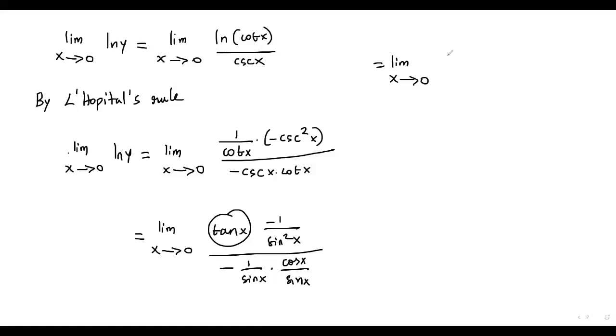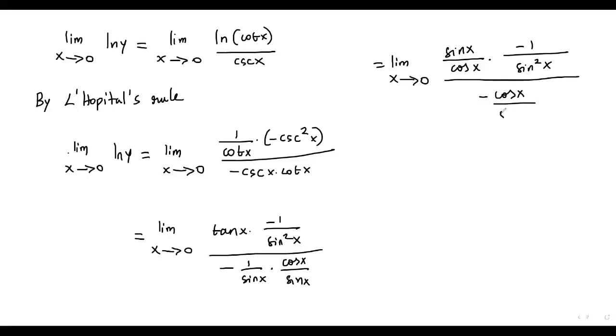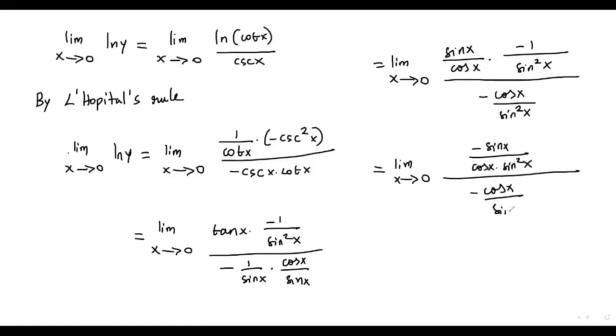Further, tangent x can be written as sine x over cosine x, times negative 1 over sine square x. When I multiply negative 1 times cosine x, it will be negative cosine x over sine x times sine x, which is sine square x. So the next step, it will be limit x tends to 0, sine x times 1, negative 1 will be negative sine x over cosine x times sine square x, over negative cosine x over sine square x.